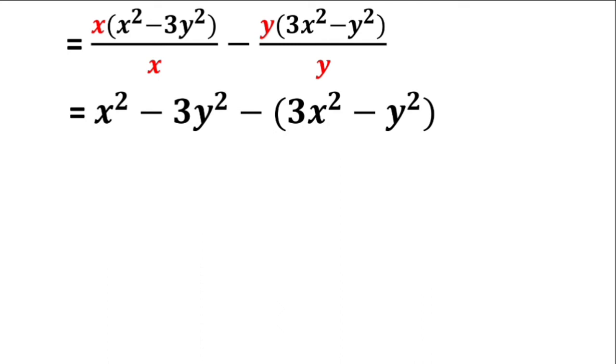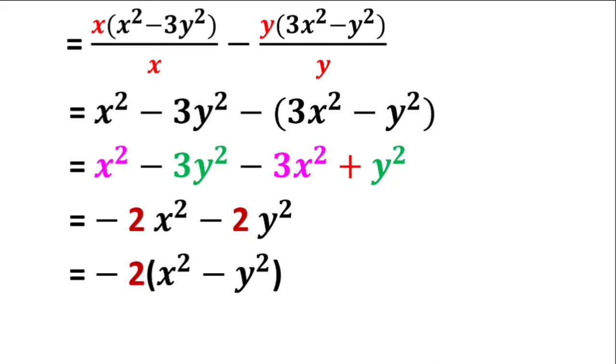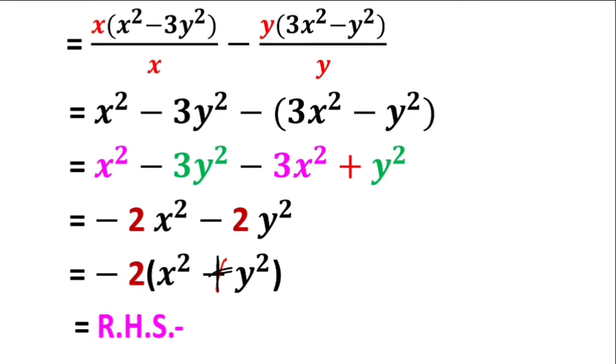Then after that, x square minus 3y square minus into bracket 3x square minus y square. Just open this bracket, this becomes minus and this y square becomes plus. So it becomes x square minus 3y square minus 3x square plus y square, and that is nothing but minus 2x square minus 2y square. Taking minus 2 common, you will get x square plus y square. Here it is plus sign, x square plus y square. Minus 2 into bracket x square plus y square, and that is nothing but RHS.